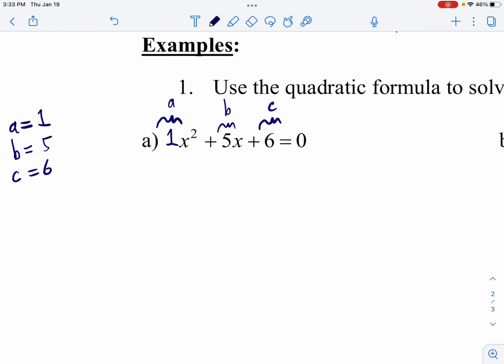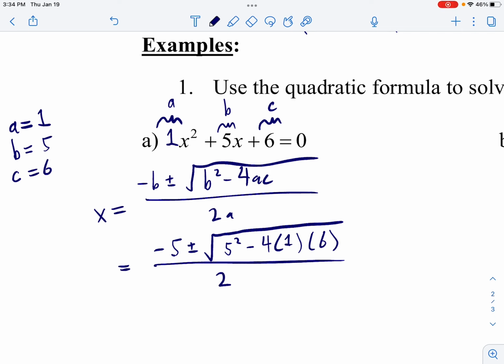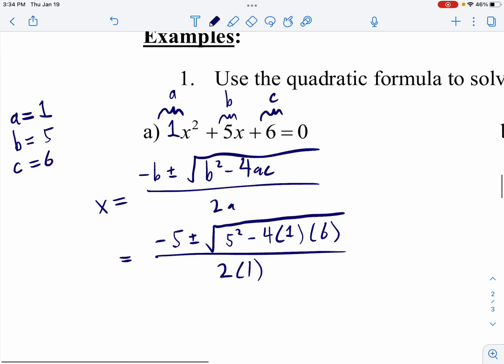So here, for this example, x is going to be equal to, okay, the opposite of b plus or minus the square root of b squared minus 4ac all over 2a. Okay, let's plug everything in, okay? The opposite of b, so b is 5, the opposite of b is negative 5, okay? Plus or minus the square root, okay, of b squared, so that's going to be 5 squared, minus 4 times a, my a is 1, times c, which is 6, okay? And that's all over 2 times a, my a here is 1, okay? So that's what x is equal to.